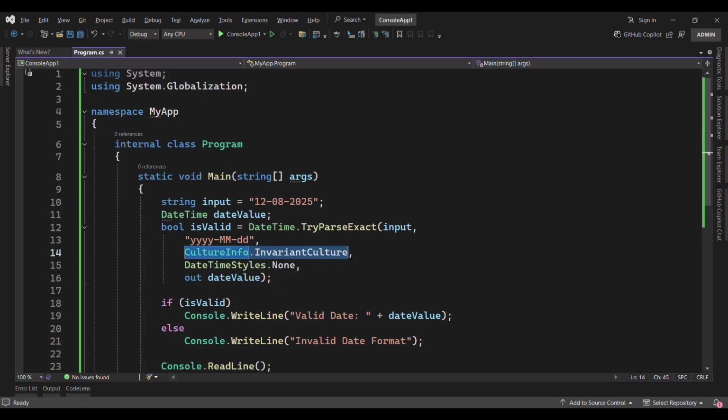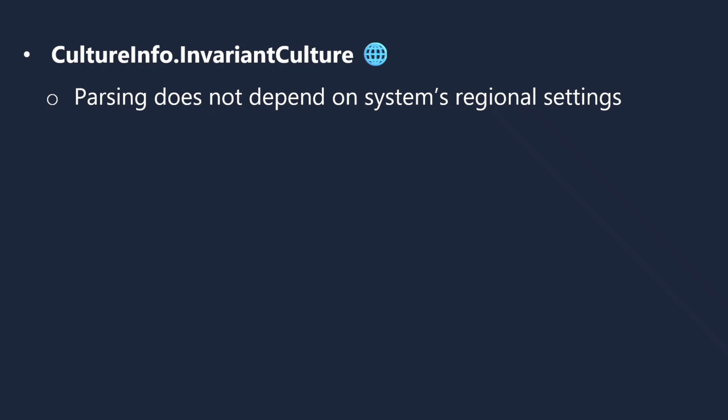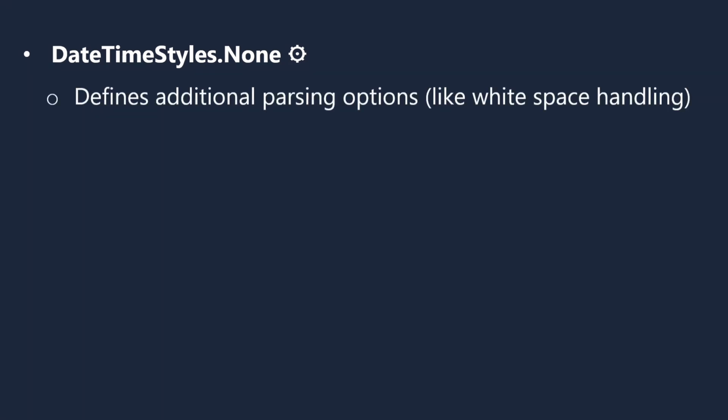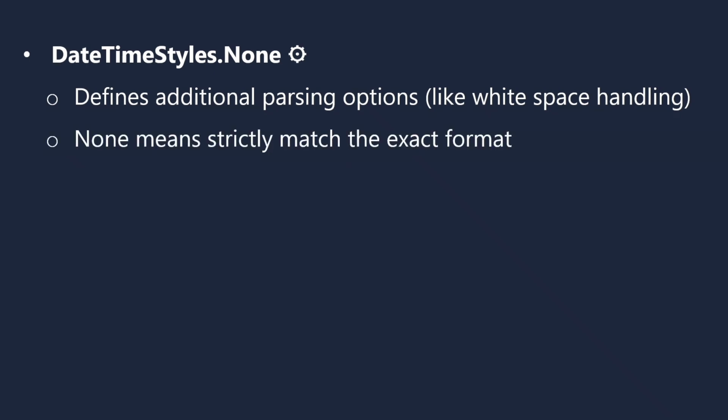Now let's understand the parameters which we pass to the TryParseExact method. CultureInfo parameter. This specifies the culture that should be used for parsing. Invariant culture means the parsing does not depend on the system's local settings like date format or language. It ensures consistent results regardless of the computer's regional settings. DateTimeStyles parameter. This defines additional options for parsing, such as whether to allow leading or trailing white space. Here we use None because we want the input to strictly match the exact format we specified.